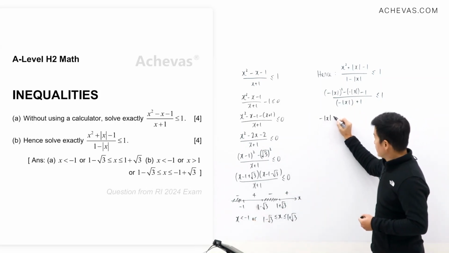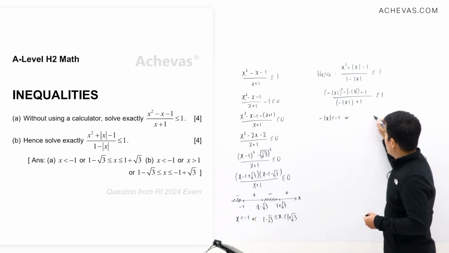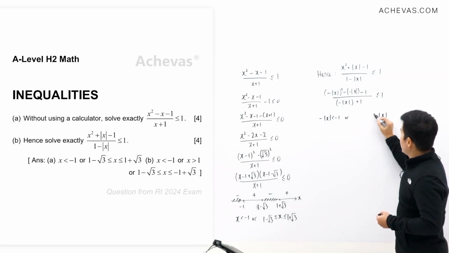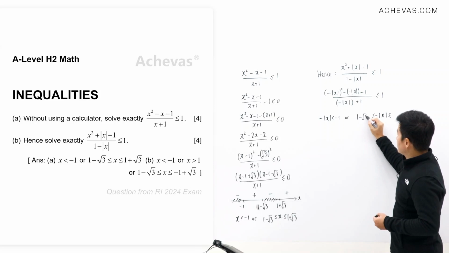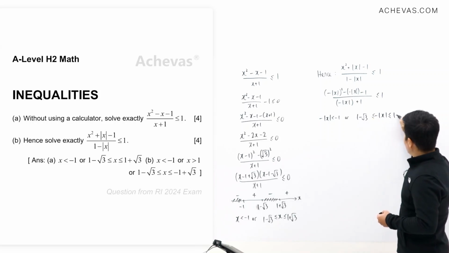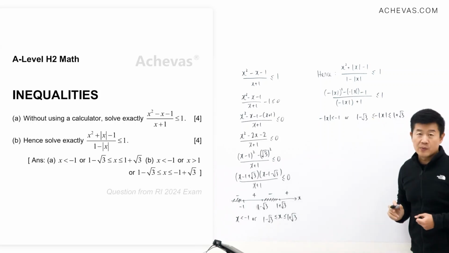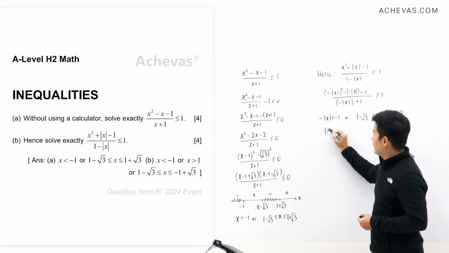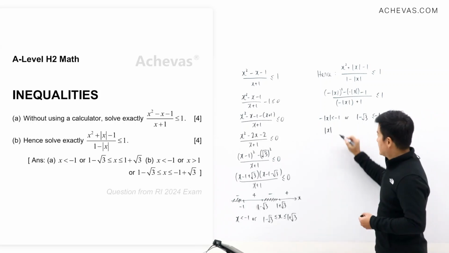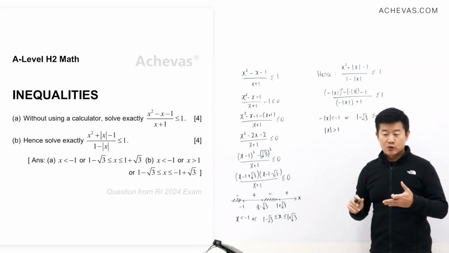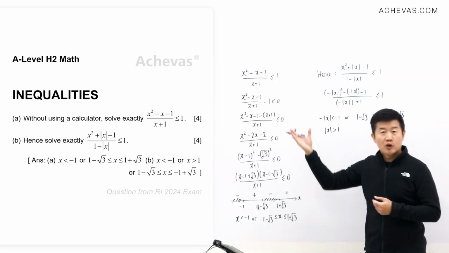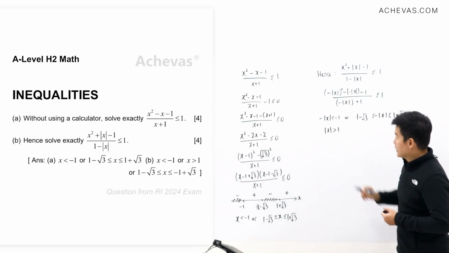Negative modulus of x is less than minus 1, or negative modulus of x is going to be between these two numbers, 1 minus square root of 3, then 1 plus square root of 3. For this that is here, I will definitely multiply a negative throughout, giving me this. And algebraically, I think this is easy for us to deduce the solution to, based on what we have in our lecture notes or on the Achevas TV.